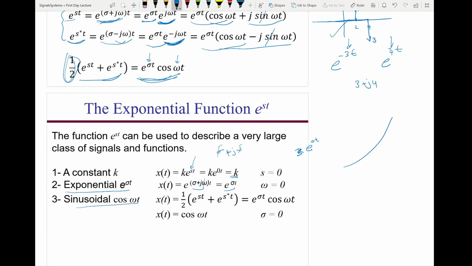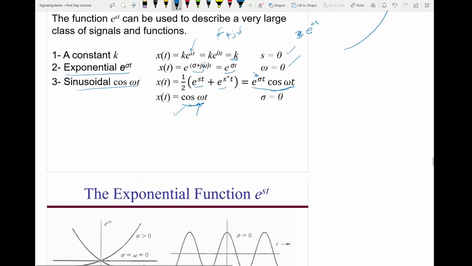If sigma is positive like 3, then it grows. Now if I want to generate just a pure sinusoidal signal, I can add these two and I get this, just like what we did here. Now if I set sigma to be 0, that means there is no decay or growth, then I just get cosine omega t. And that's just a pure sinusoid with oscillation rate equal to omega. See, from that exponential function, we can create a DC, we can create exponential growth or decay, we can create a pure sinusoid. We can create a sinusoid with decay or growth, like in the next slide here.